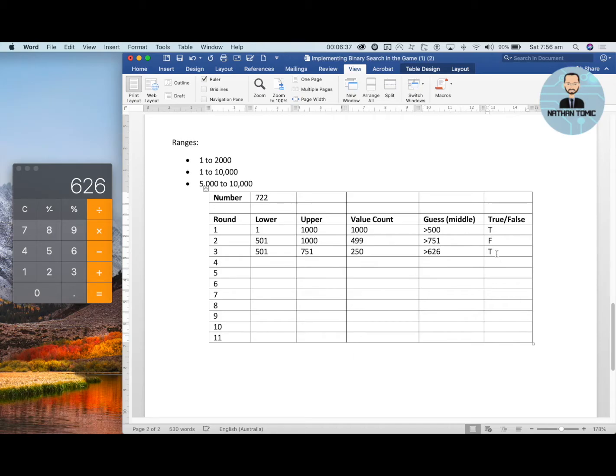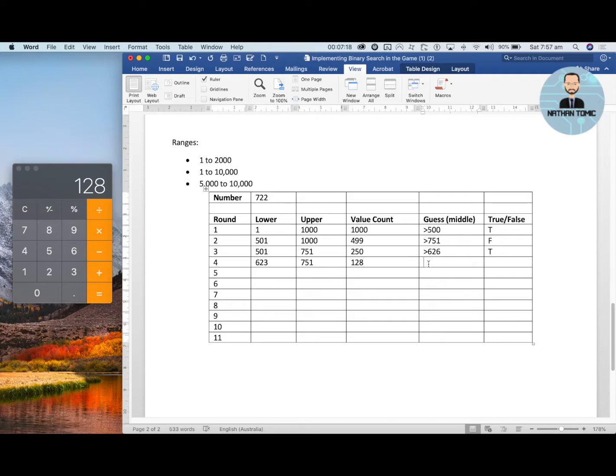So this is true. So now my lowest number becomes 623 because it has to be bigger than 626. It can't be 626, it has to be bigger. So the smallest number becomes 623 and my highest number still stays as 751. So again, 751 minus 623 equals 128. So I have 128 numbers left. And again, if we look at this pattern, we're basically halving plus or minus a couple for rounding, etc. Every time. So the pattern seems to be holding true.